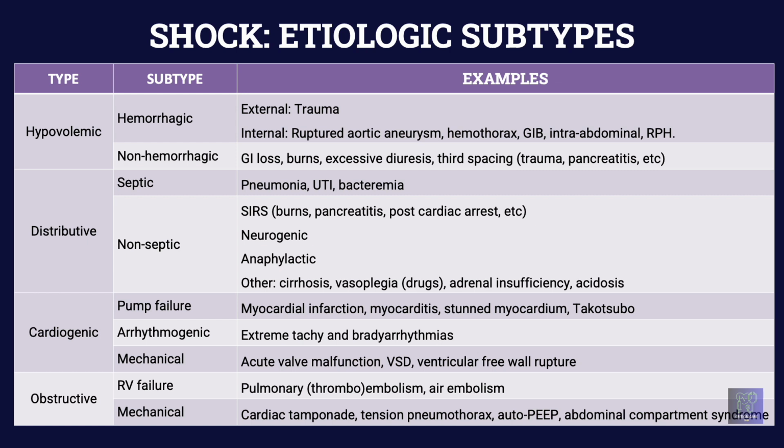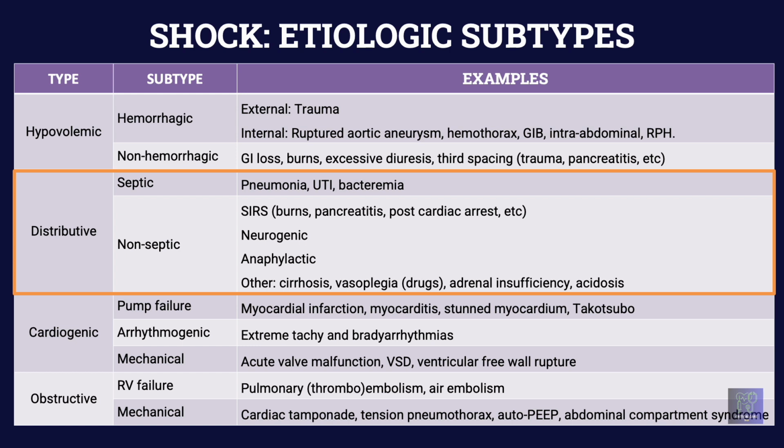It is useful to categorize each type of shock into subtypes when approaching etiology of shock. Let's start with hypovolemic shock. It can be of two types, hemorrhagic or non-hemorrhagic. Hemorrhagic in turn can be either external or internal. Distributive shock can be of two types, septic, which is the most common type of shock in ICU, and non-septic. Non-septic can be from multiple different reasons, including SIRS response, neurogenic, anaphylactic, or certain cases like drug overdoses, adrenal insufficiency, etc.